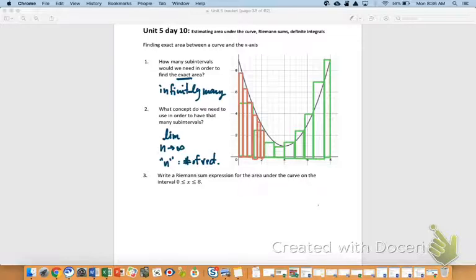That makes sense? Okay. So let's think about what this could look like. I'm going to put area is approximately. We're going to start off with an approximate area.